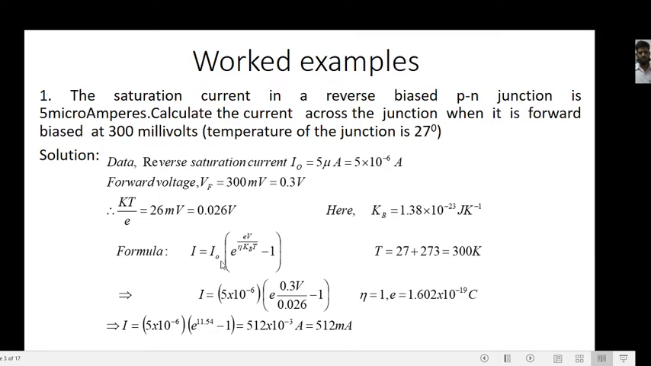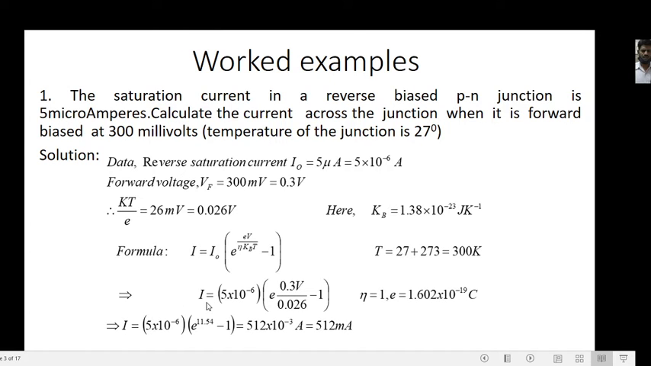Formula. This is the relevant formula for this question. I is equal to I0 into e to the power of eV by eta kBT minus 1, where e is the electronic charge, V is the voltage, and eta is the ideality factor, which is 1 for a germanium diode or silicon diode. So e is equal to 1.602 into 10 power minus 19 coulomb, and T is the absolute temperature.